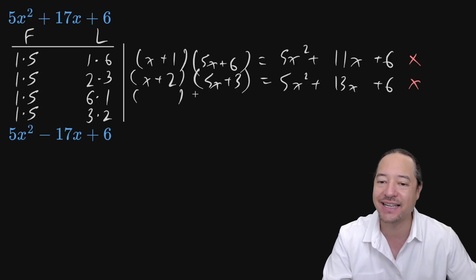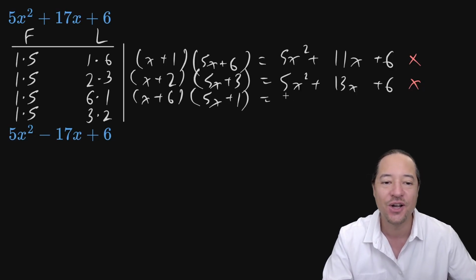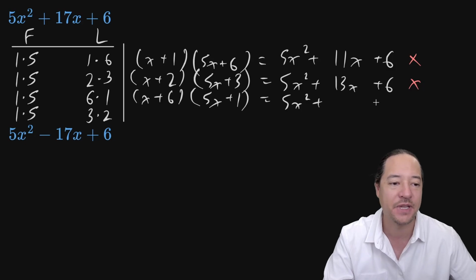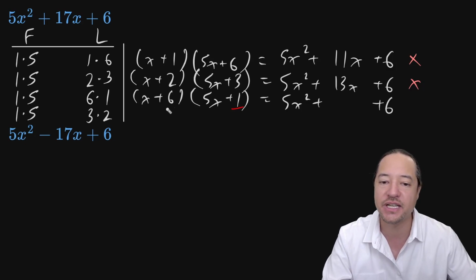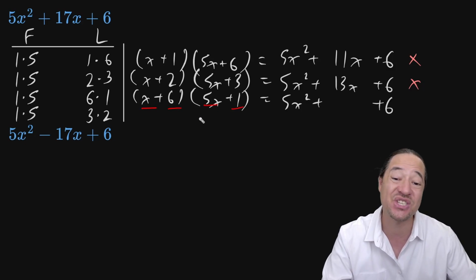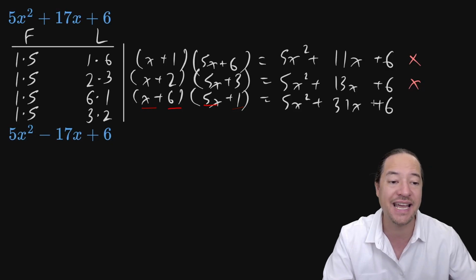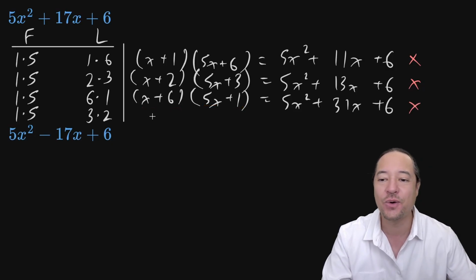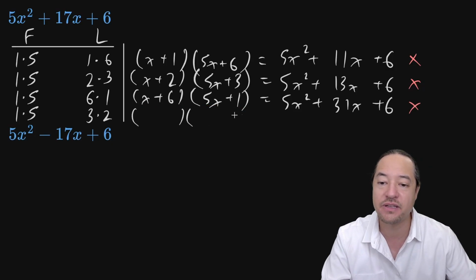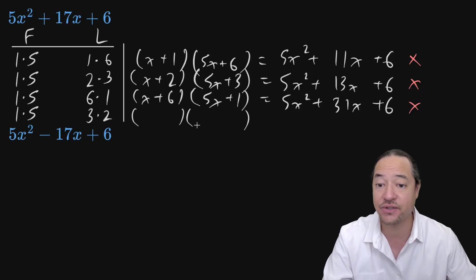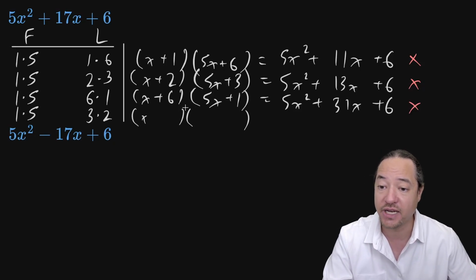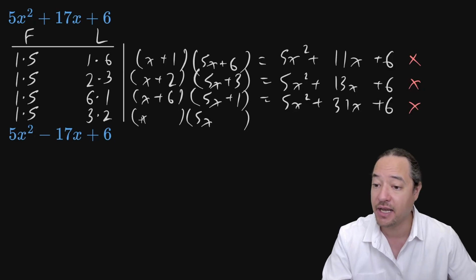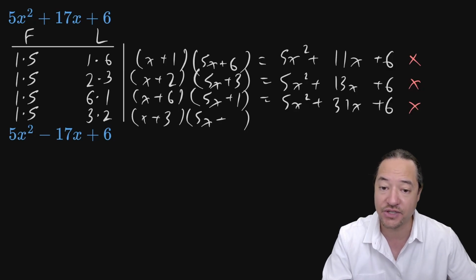Okay, let's try again. We're going to get x and 5x, and here we'll get plus 6 and plus 1. Hopefully this one's it. 5x squared plus 6, and in the middle we're going to get a 1x plus a 5 times 6, which is 30. So this is actually a 31x. That is too big. Okay, we have one more shot. If this doesn't work, then that means we actually cannot factor this this way. Again, we'll get an x and a 5x, and here we have a plus 3 and a plus 2.